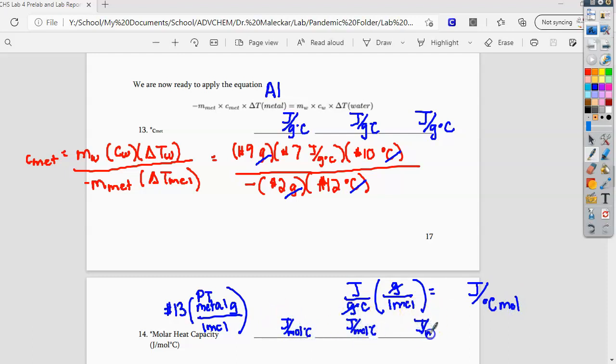So you have to do that for each one here. For aluminum, you use aluminum's mass. For iron, you use iron's mass. And for lead, you use lead's mass, and you get those masses from the periodic table. All right, moving on.